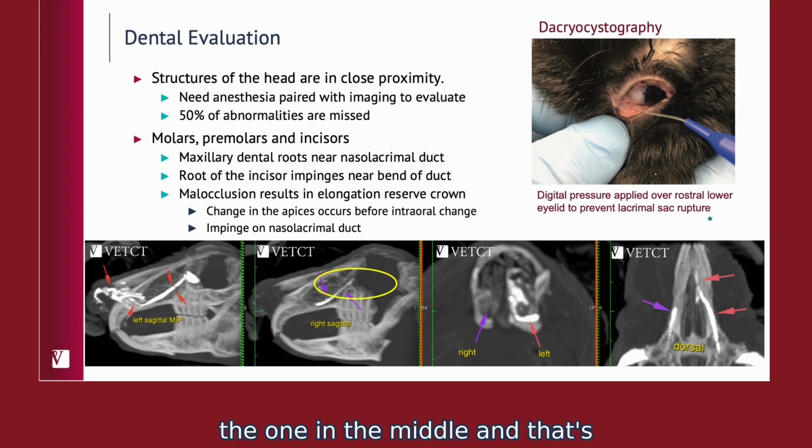So there is clear dental disease in the one in the middle, highlighted by the purple arrows, and so they have elongated reserve crowns. So those cheek teeth have too much root to them, basically, and that's impinging on the nasolacrimal duct. You can see that there's some narrowing there. And then in the other image, you can actually see complete obstruction in a couple of areas, again, at the bend. So the bends are the problem. There are problems at the bend near the cheek teeth as well as the incisor, and then again, coming out through the nose in these images here.